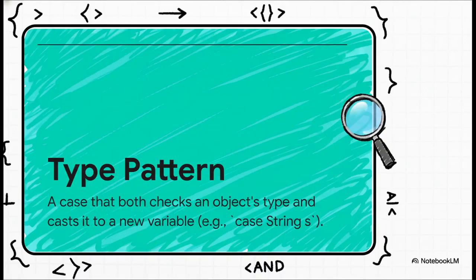So, first up, we've got type patterns. Just look at that example. Case string s. In one clean line, it does three things for you. It checks if the object is a string, it casts it to a string, and it binds it to a new variable s that you can use right away. While that old ugly if, object instance, string, boilerplate we used to write? Yeah, that's just gone. Good riddance.